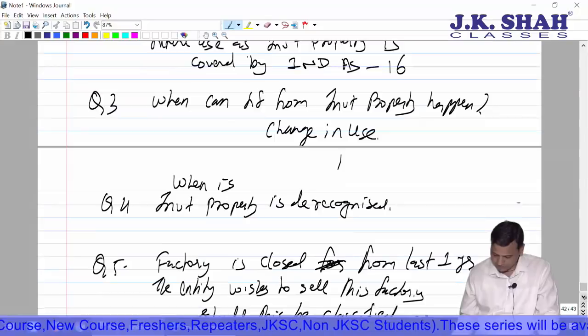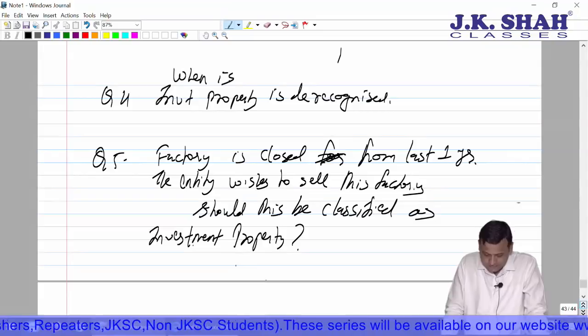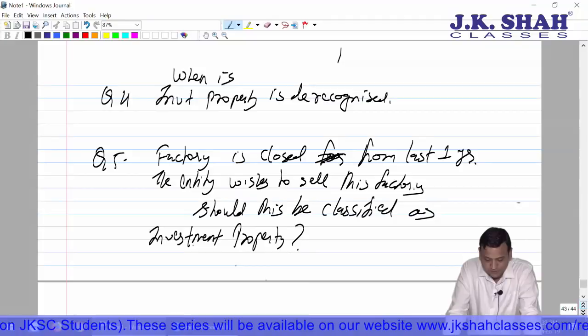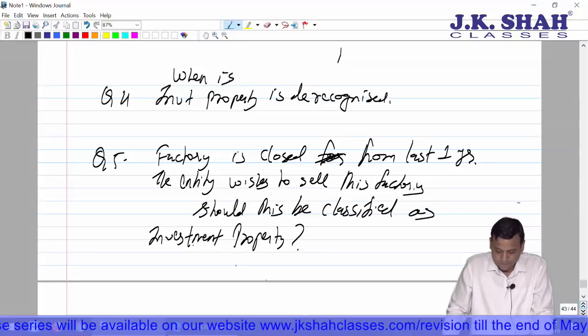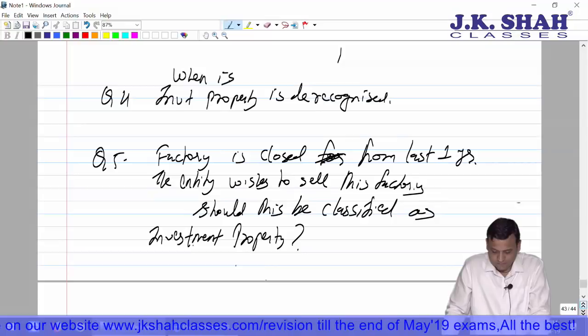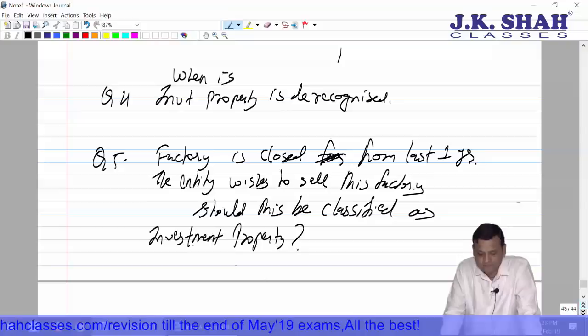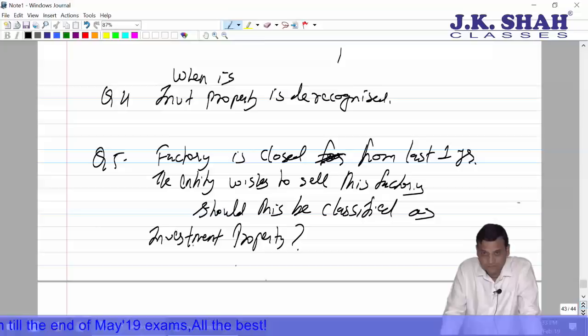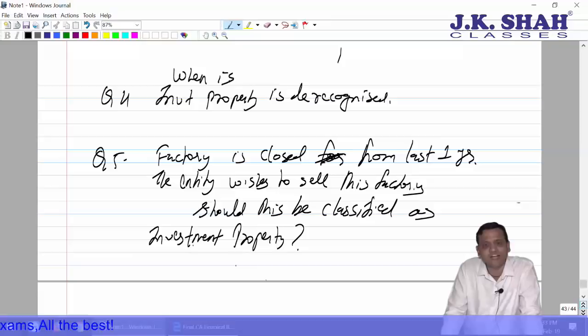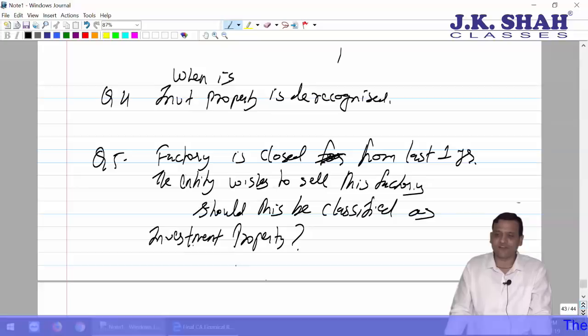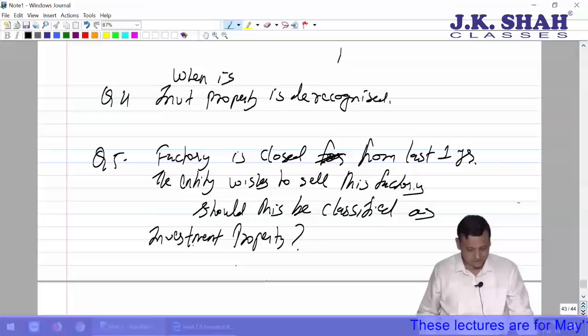Chalo. Now just tell me the answer for this. A factory has been closed for the last one year. The entity wishes to sell this factory. Should this be classified as investment property? Answer is no, it is not investment property. It is held for sale. It is factory premises held for sale, not held for investment property, so it is not to be classified as investment property. Basics of this, clear? So we complete your Ind AS 40.